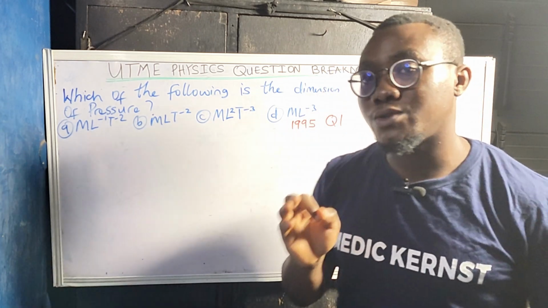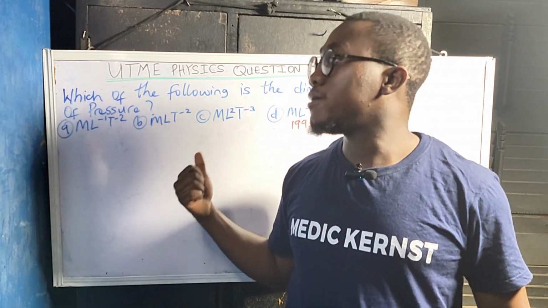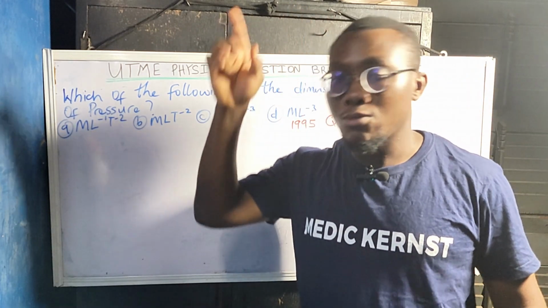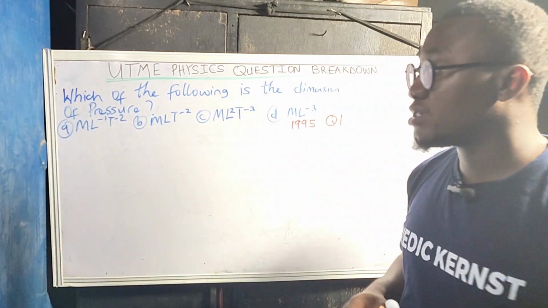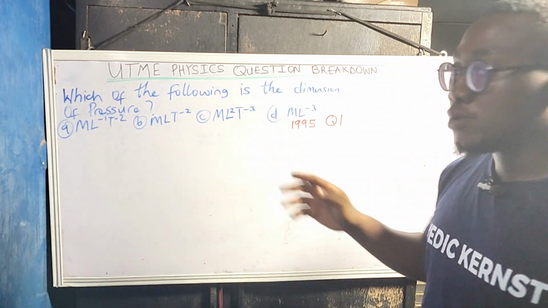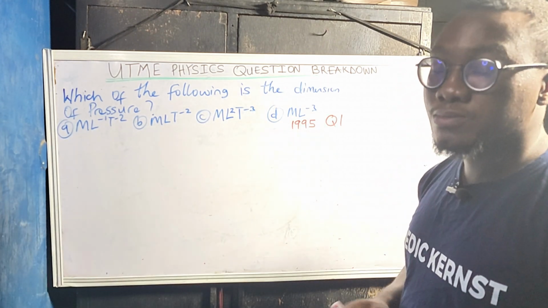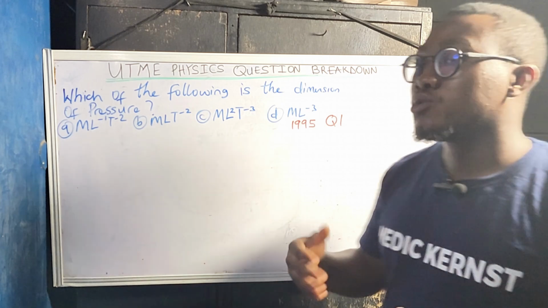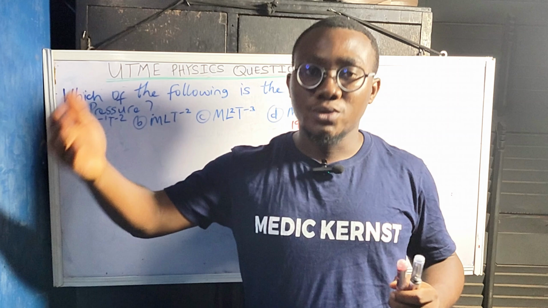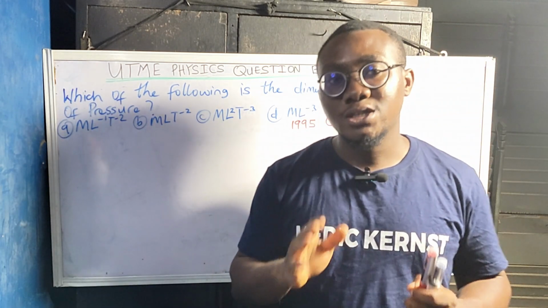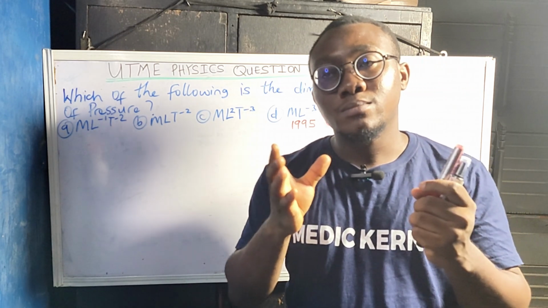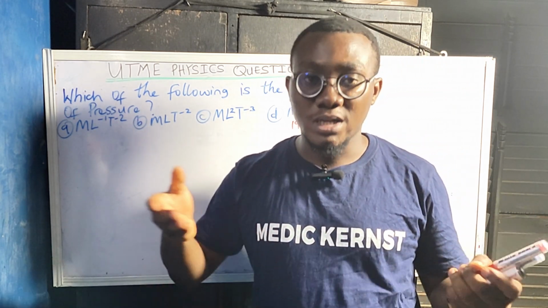Now I've made a short video on the best way to answer dimension questions. So I'll drop the link up somewhere so you can visit it in case you don't understand this question. But I'm very sure that at the end of this video you understand how to solve questions on dimensions. So according to the video, the first thing I said you should do, there are different approaches to different questions. Now for dimension, the first thing you should do is to identify the quantity that you are being asked to get the dimension of.